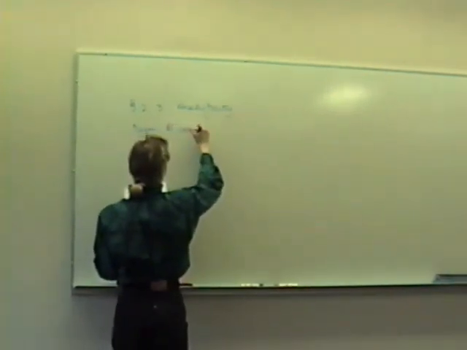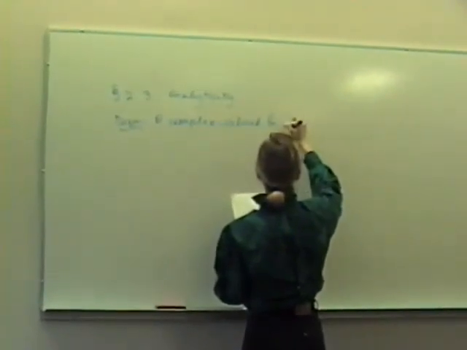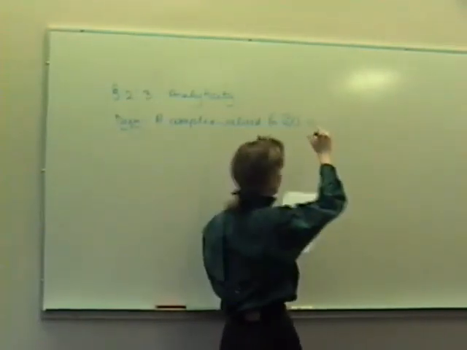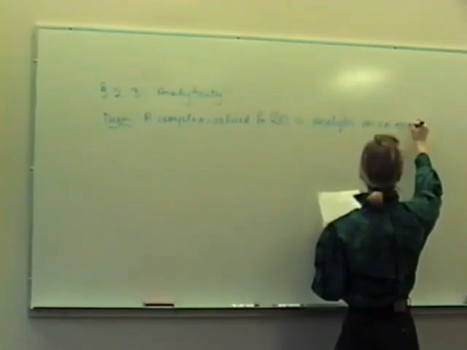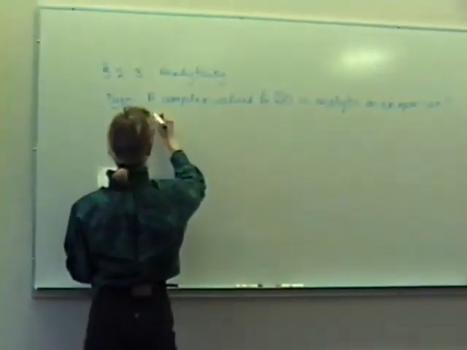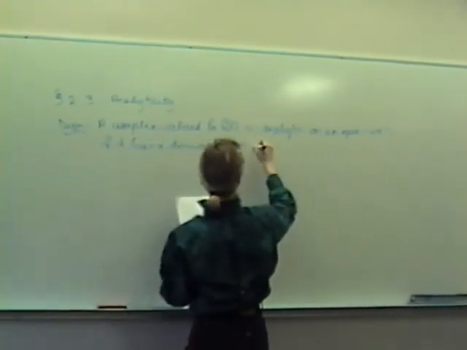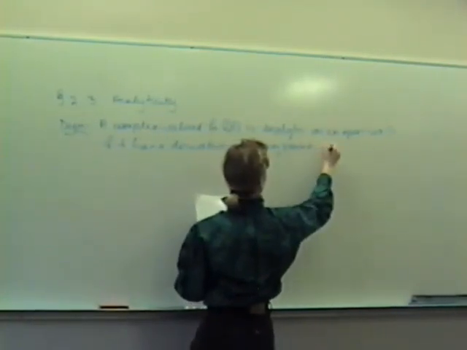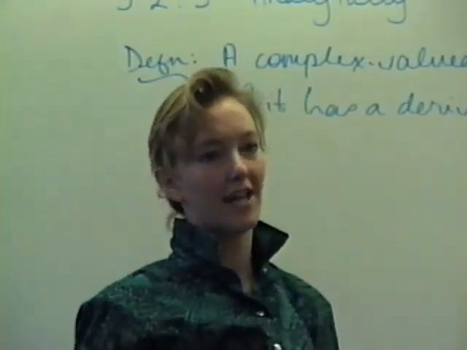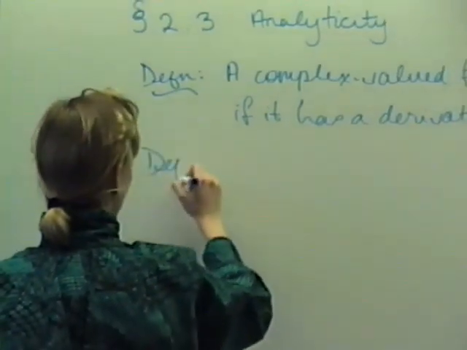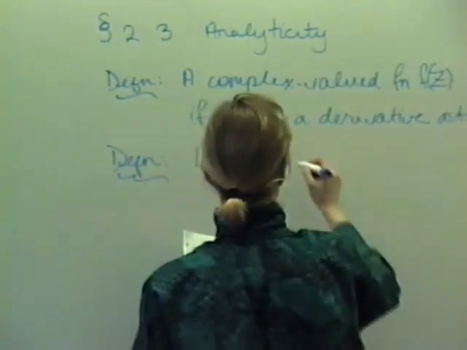Okay, we'll start with a definition. That's a D. So a complex valued function is analytic on an open set D if it has a derivative at every point in D. And so that's what we're building up to, but we need to go back and look at what it means to have a derivative. So another definition.